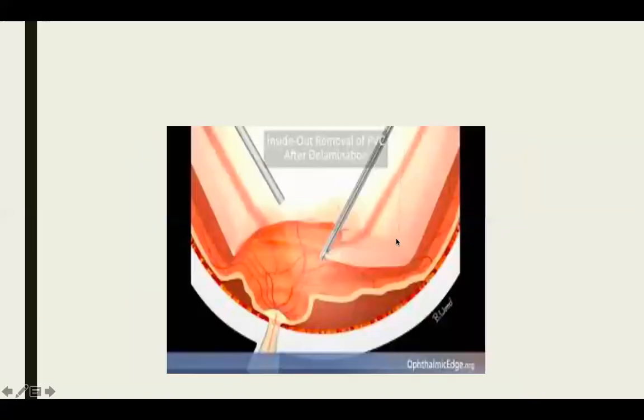So again, if there are traction forces on the retina because of this vitreous, we need to cut all the vitreous from the retina. When the vitreous is cut from the retina, the traction on the retina is relieved and the retina will go back and be attached. And then we will perform the endo laser. With the endo laser, fibrosis will form between the retina and the choroid, and the retina gets attached.